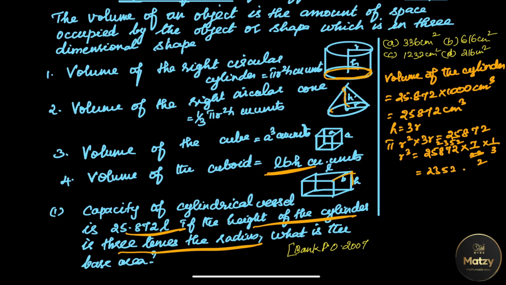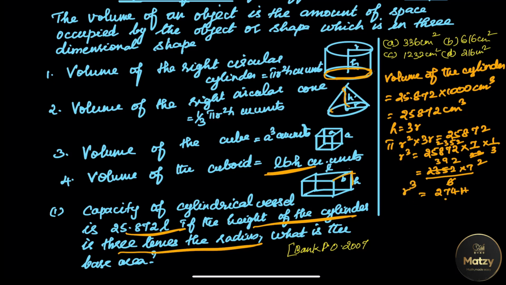2352 into 7 by 6. This 6 is going here: 3 6s are 18, then 55; 9 6s are 54. So 2 times. After multiplication, I got 2744. That is r cube.